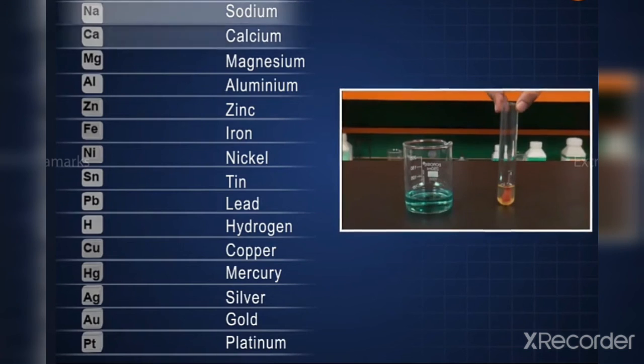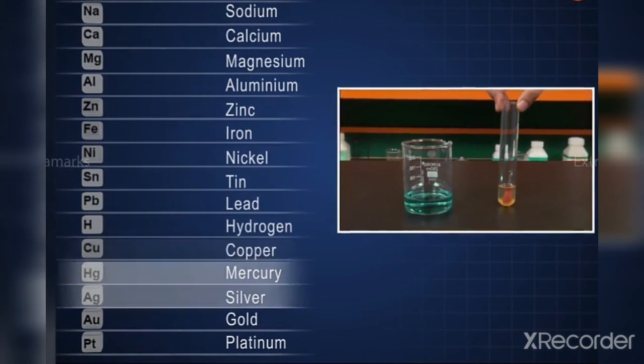The reactivity series helps to predict the outcome of certain reactions.